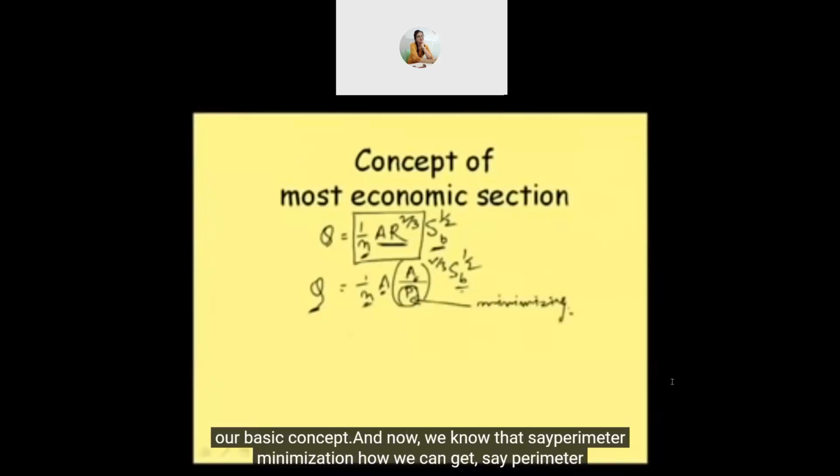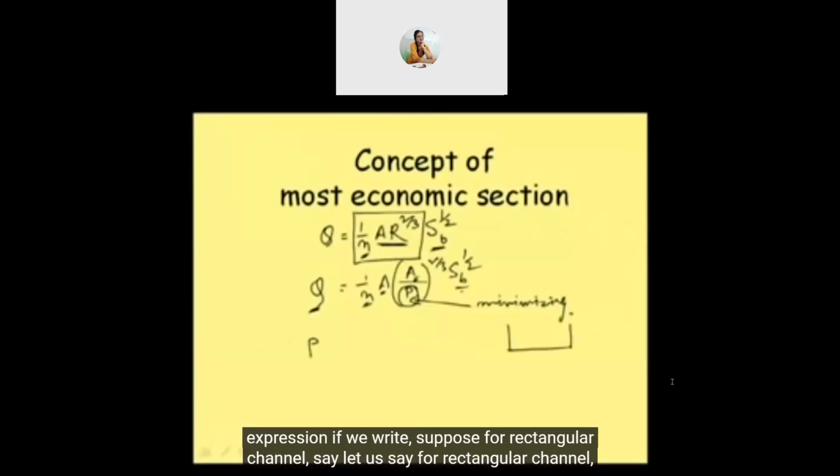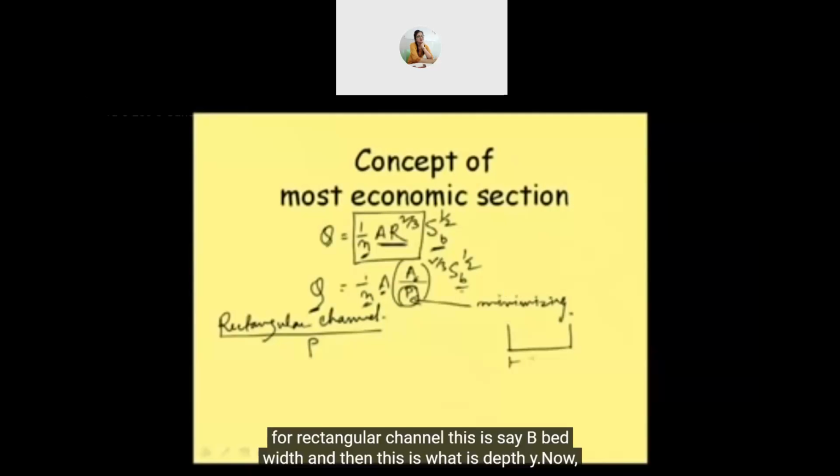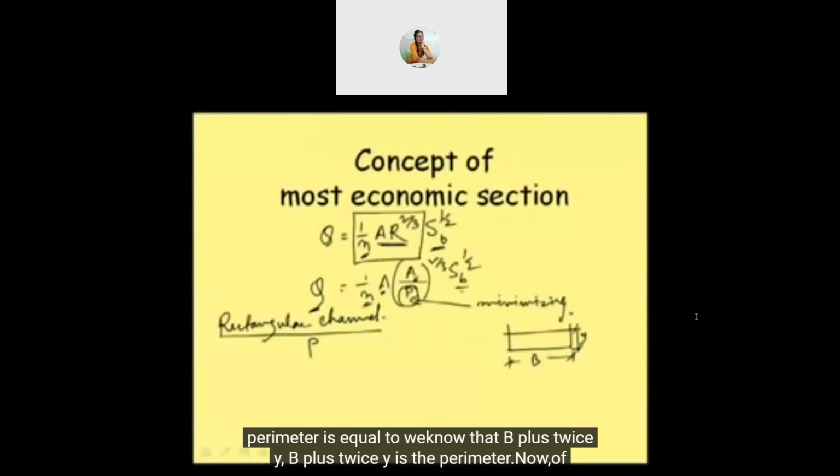So that is our basic concept. And now, how can we get the perimeter expression? Let us say for a rectangular channel. For a rectangular channel, this is the bed width B, and this is the depth Y. Now perimeter is equal to, we know, B plus twice Y, okay? B plus twice Y is the perimeter.